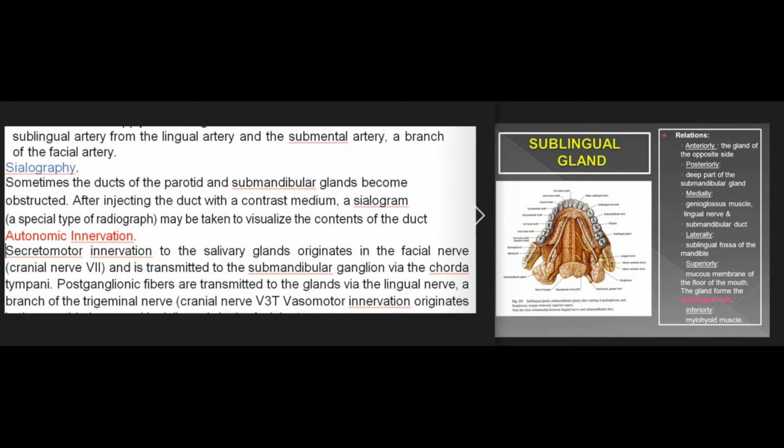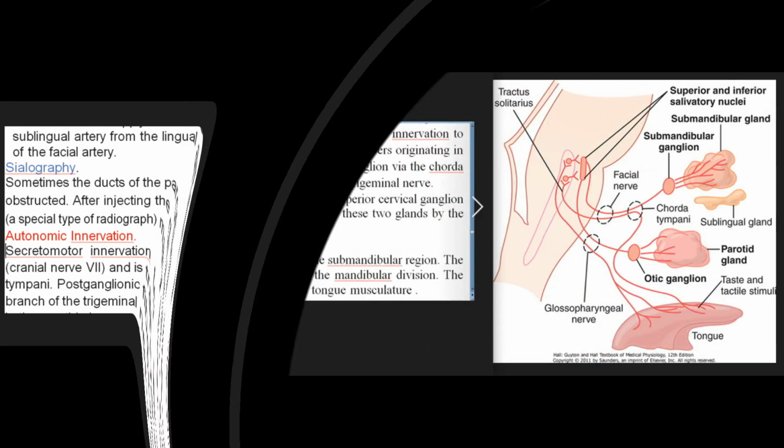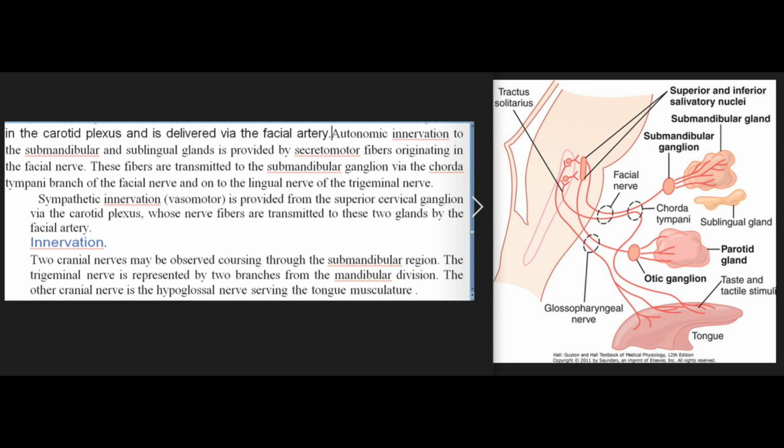Autonomic innervation. Secretomotor innervation to the salivary glands originates in the facial nerve, cranial nerve 7, and is transmitted to the submandibular ganglion via the chorda tympani. Postganglionic fibers are transmitted to the glands via the lingual nerve, a branch of the trigeminal nerve, cranial nerve V3. Vasomotor innervation originates in the carotid plexus and is delivered via the facial artery.